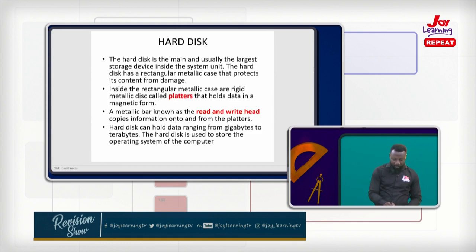Now let's take them one after the other. We will just go through a few of them. The hard disk is the main and usually the largest storage device inside the system unit. Now, in some computers or recent laptops or tablets, we use what we call the SSD instead of the hard disk drive. Most computers are now using the SSD instead of the hard disk drive.